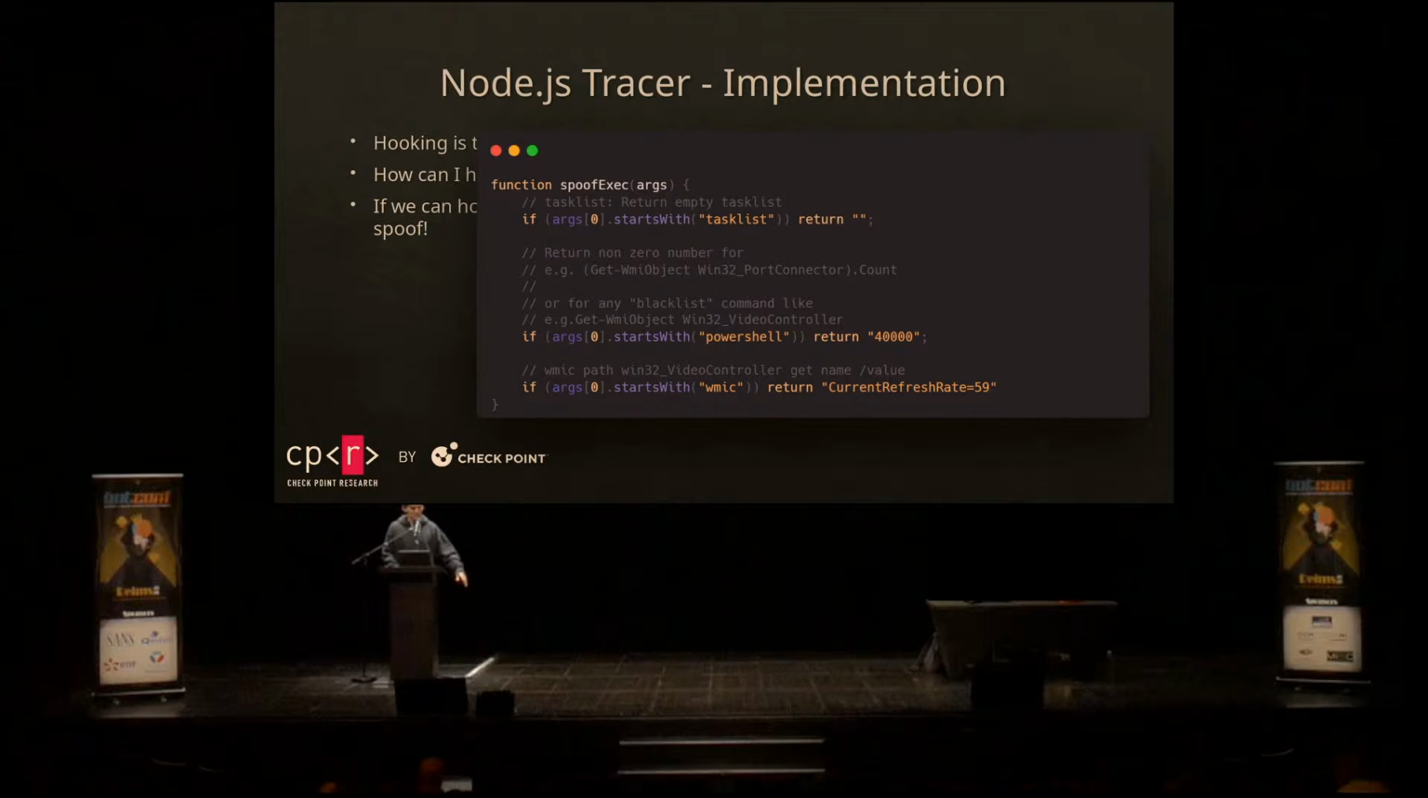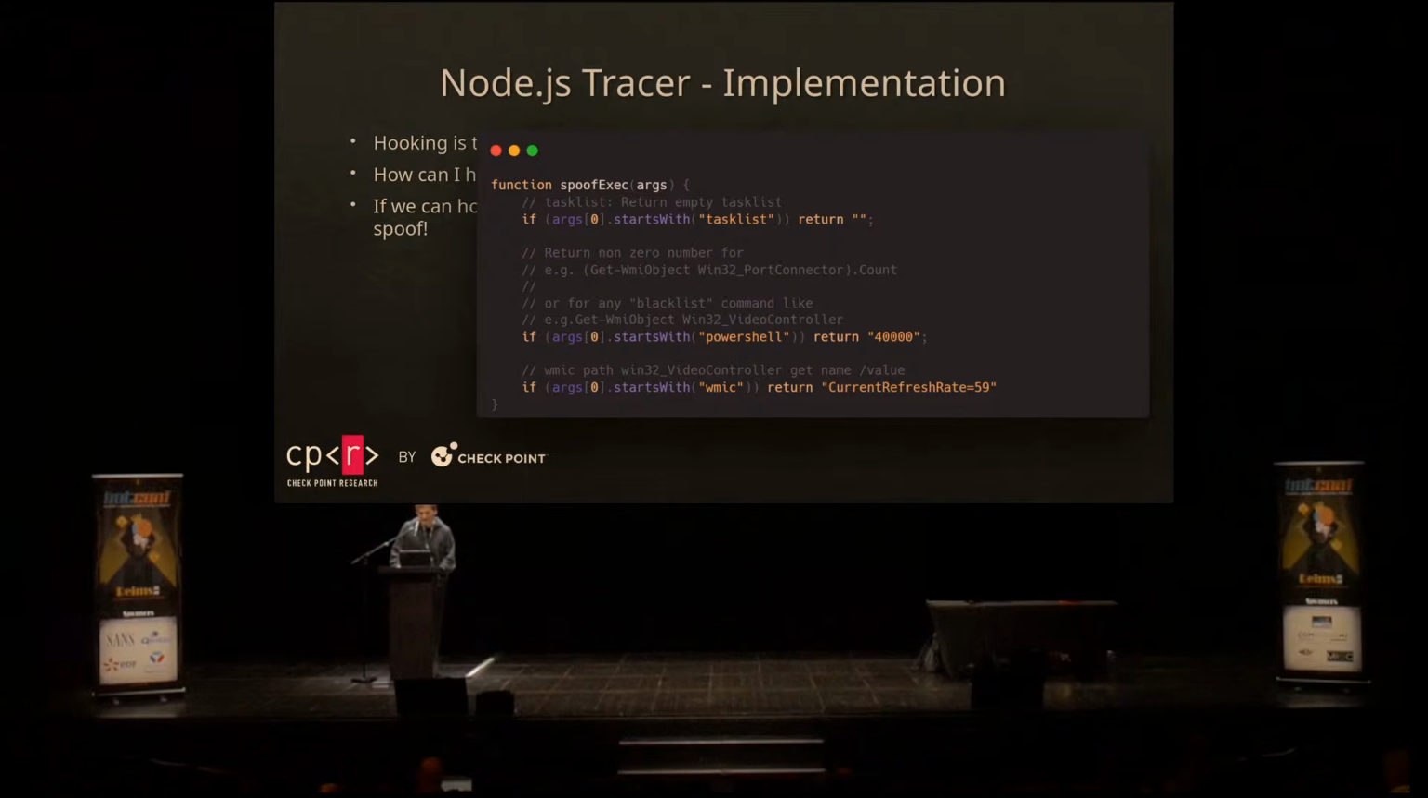And then for all the execution-based stuff, like I said earlier, if you want to go beyond the Node API, you will need to execute other stuff. I just also did it one by one. So for example, task list is often called by these malwares to check, is Wireshark running, is IDA running, are any analysis tools running? And I just return an empty list if that is called, and that defeats it.